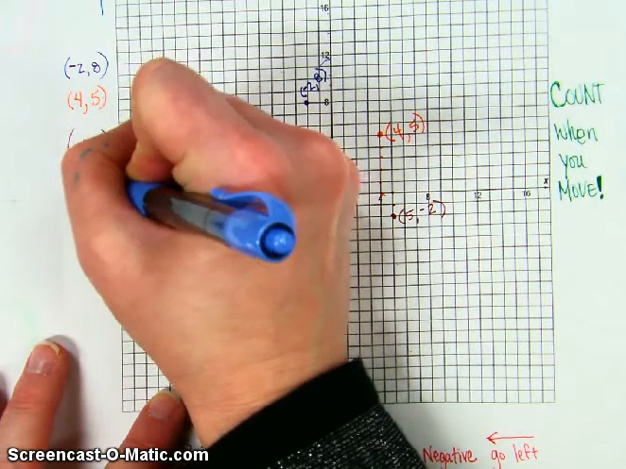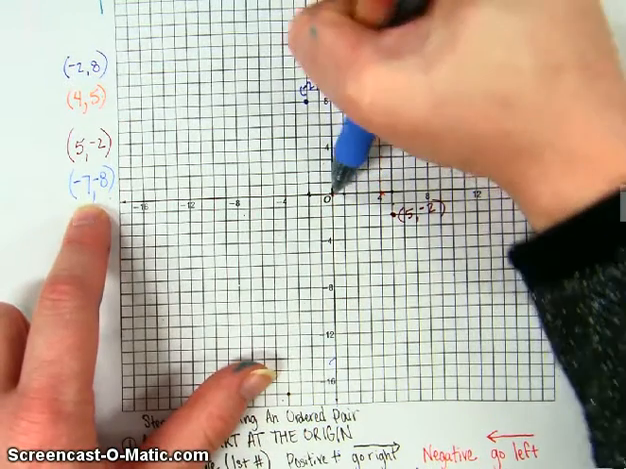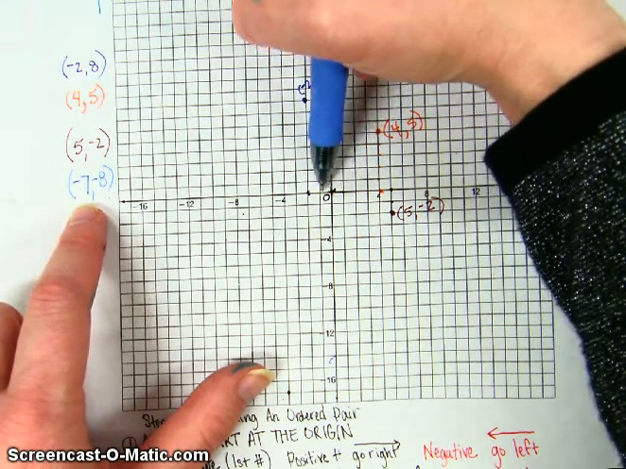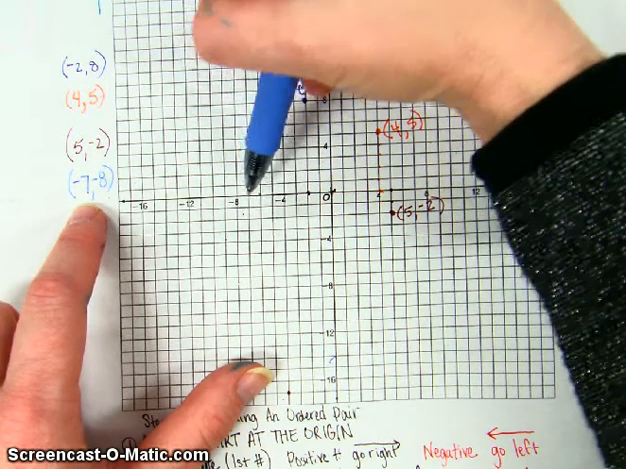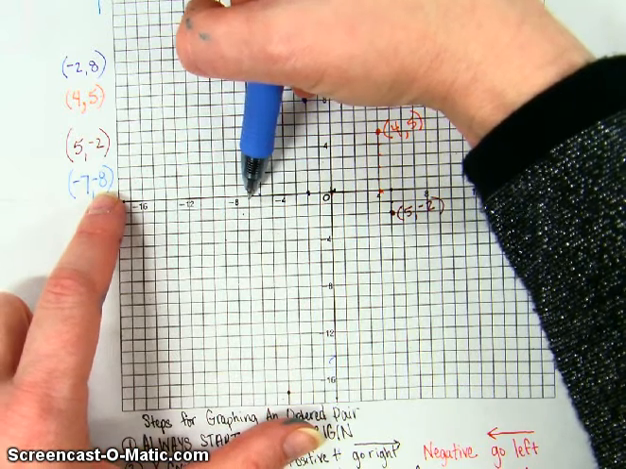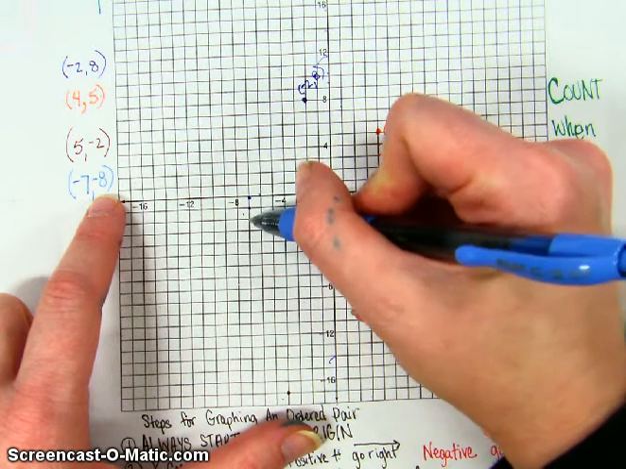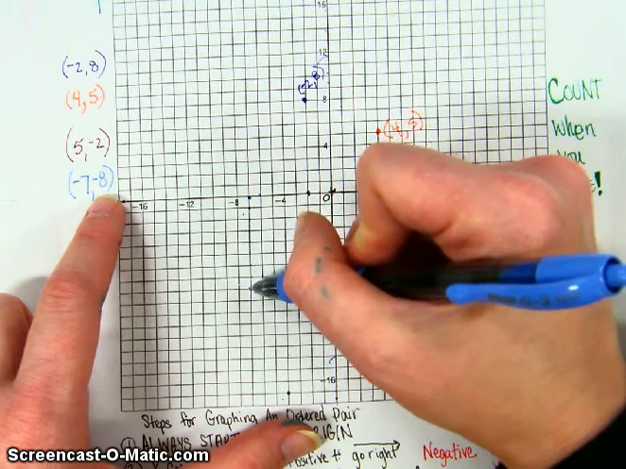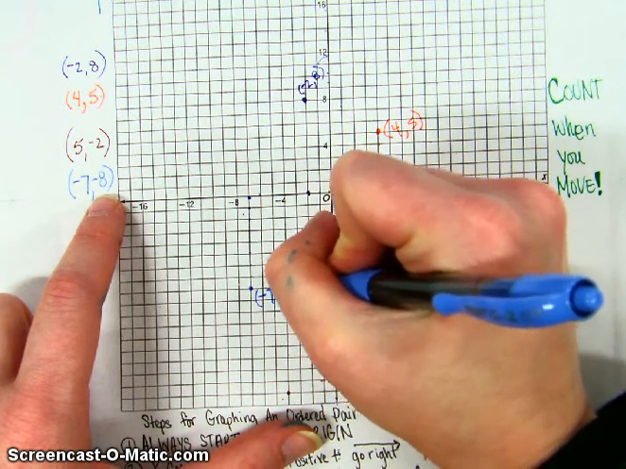-7, -8. Start at the origin. My x-coordinate is -7. It's the first number. From the origin, I move left. Here's 0, 1, 2, 3, 4, 5, 6, 7. My y-coordinate is -8. I go down for the negative y-coordinate. This is 0 from the x-axis. -1, -2, -3, -4, -5, -6, -7, -8. This is the location of -7, -8.